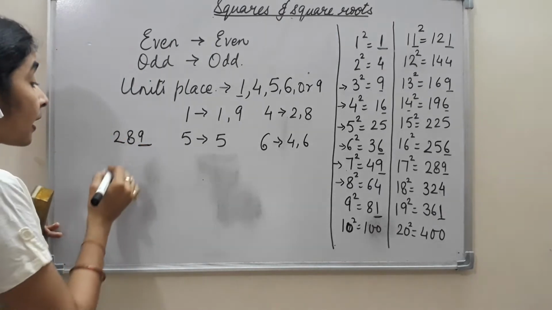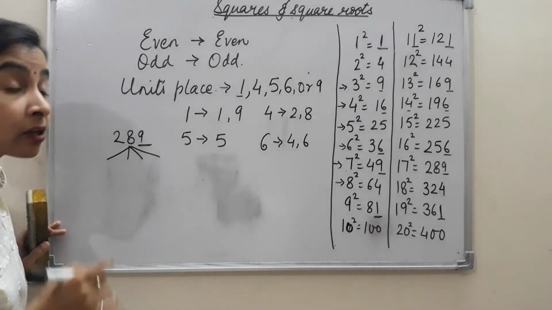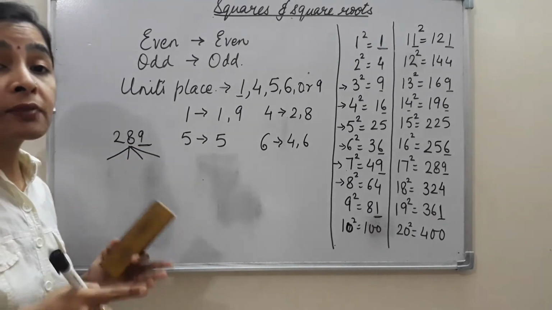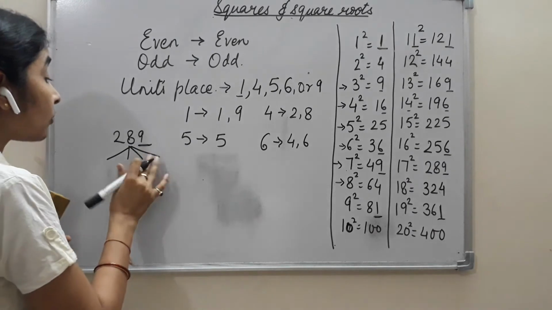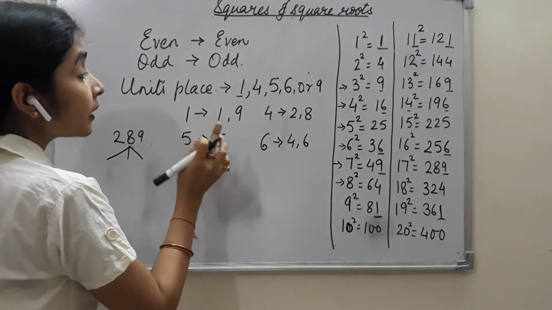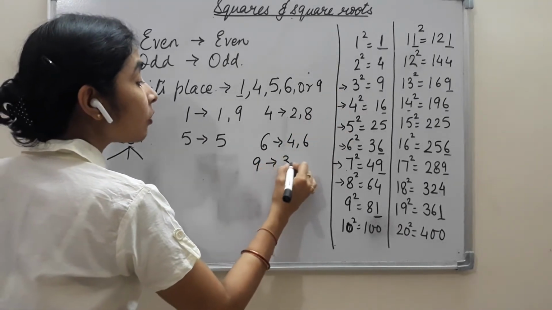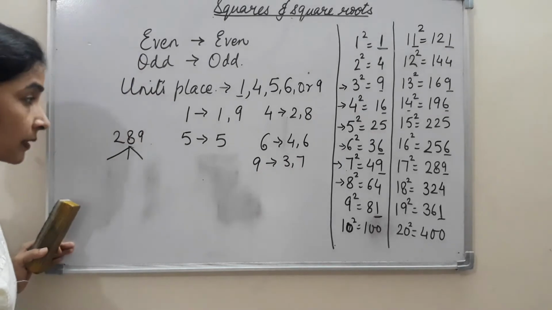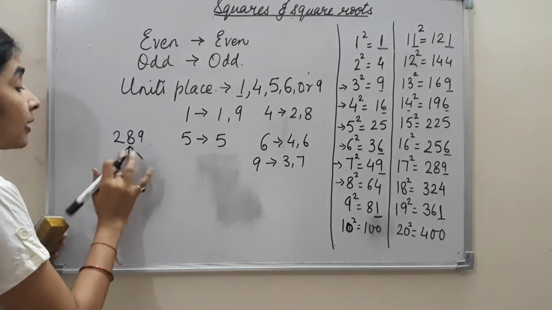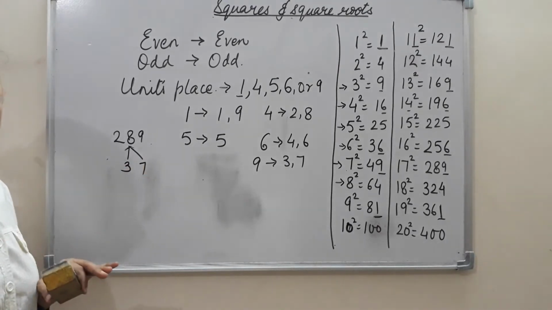Now if someone asks you what the possibilities are, what can be the units place number in the square root of this number, then in case of 9, what we have seen is that either 3 or 7 can be in the units place. So I can say that in the units place there will be either 3 or 7.